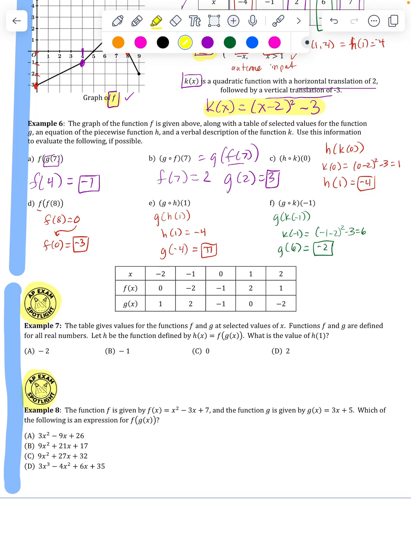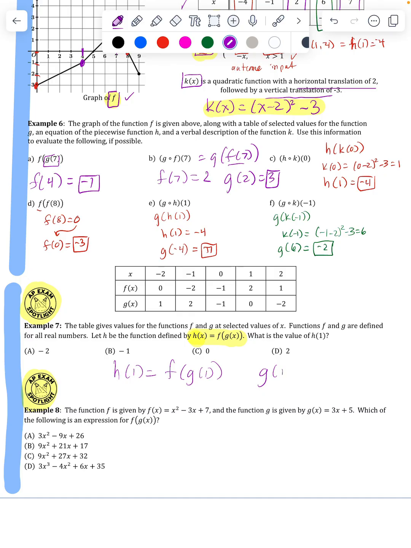So the table gives the values for functions f and g at selected values of x. Functions f and g are defined for all real numbers. Let h be defined as given. So that's a composite. If they want us to find the value of h of 1, they want us to find the value of f of g of 1.